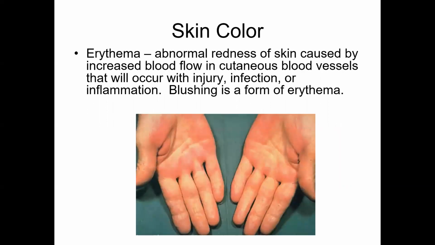This is erythema. Erythema is a term that refers to any abnormal redness of the skin. Blushing is a form of erythema. It's always really kind of splotchy. It can be injury or infection or allergic reaction. Anytime the skin is abnormally red, whether you have an insect bite or a rash, that's this abnormal redness of the skin.